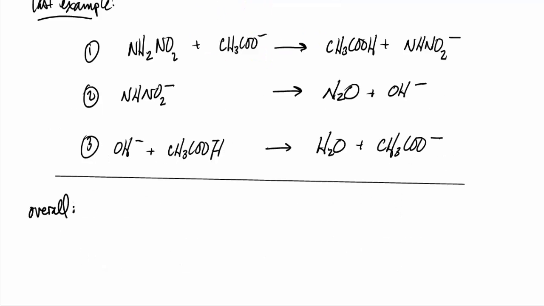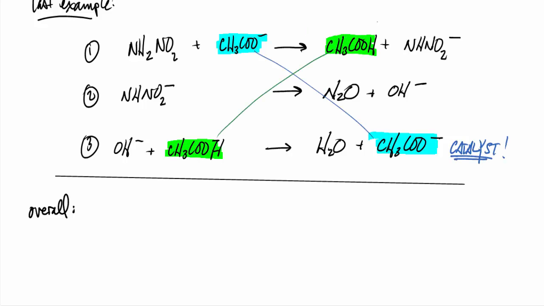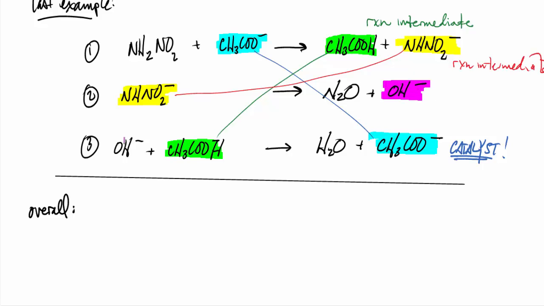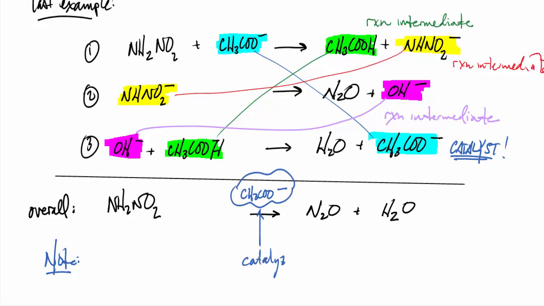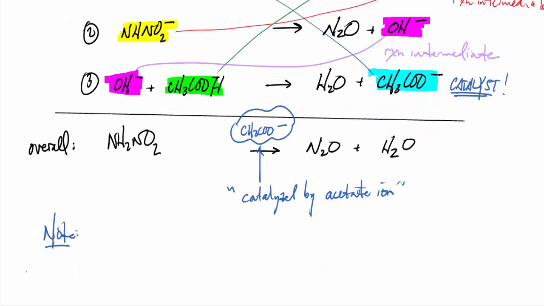So overall, we just see this acetate ion, that's clearly a catalyst, introduced and then regenerated. Acetic acid is an intermediate, produced and then consumed. This nitrogen compound is another intermediate, produced and later consumed. And so is the hydroxide, produced and later consumed. So overall, the reaction is this nitrogen compound coming apart, making dinitrogen oxide and water, again catalyzed by the acetate ion.